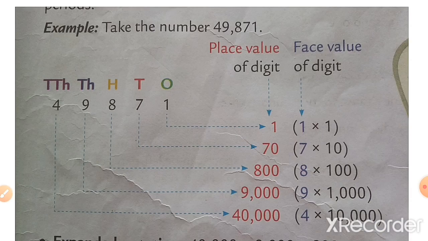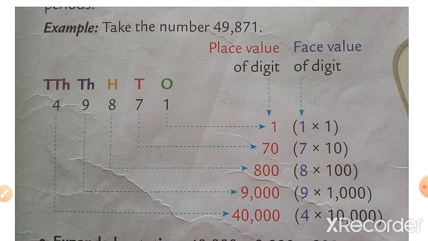Let us consider an example. 49,871. Here, to write the place of the number, we used to denote it using a letter. For ones, we used to write it as O. So the place of 1 is ones. Always you have to start from the right. So you will denote ones as O. The place of 7 is tens. So you will denote it as T.